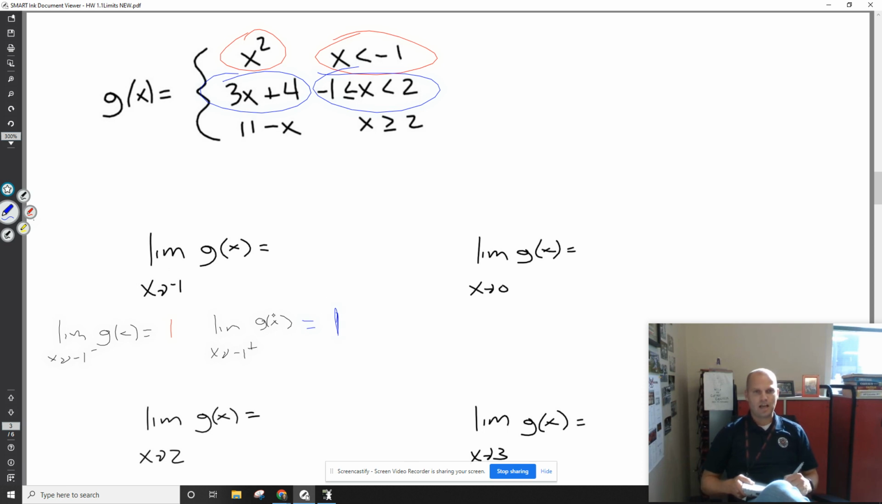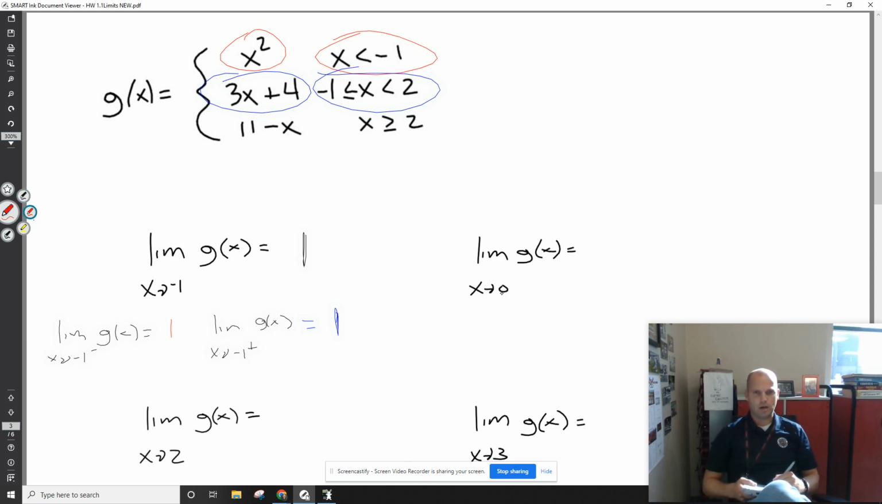Now, because the left and the right-hand limits agree with each other, these pieces actually meet up. Since the pieces meet up, hip, hip, hooray, you have a limit. The two pieces connect. You could say you're continuous there because they connect. Cool. What about at 0?